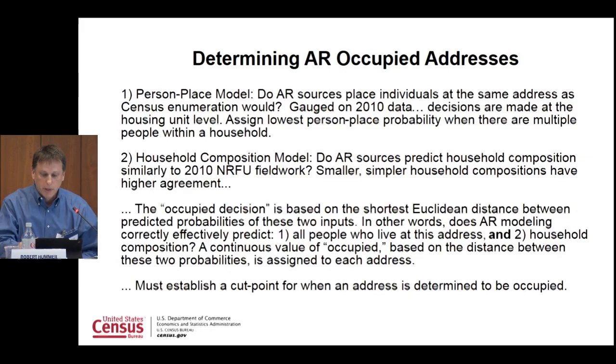Okay, further determine the occupied addresses. Tom went through the person-place model and the household composition model. I won't go through those again, but the occupied decision is based on this shortest Euclidean distance between the predicted probabilities of these two inputs. So in other words, I was trying to think through what exactly does this mean. Does administrative record modeling effectively predict all people who live at this address and household composition? And that's the key of what they're trying to do here.